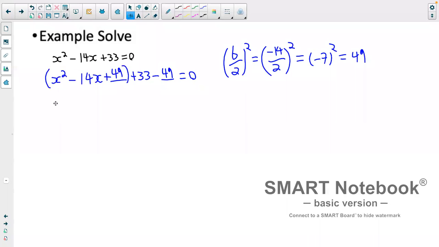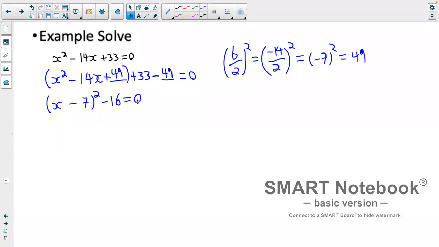So to factor this, we can take the square root of this, which is x, and the square root of this, which is 7. And then this was a minus, so this will be a minus. So x minus 7 squared. We then combine these two terms, so 33 and negative 49 will give us negative 16.